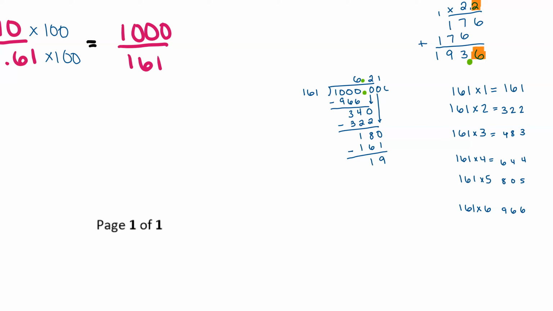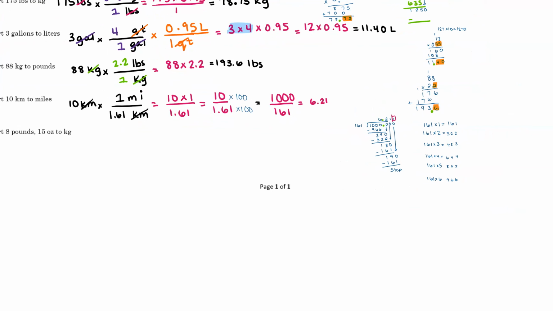And then bring one more down. 190 would be 161, which you could do the subtraction, but we don't care, right? Stop. Why don't we care? Because we're rounding to 2 decimal places. So we break here, we look to the right, that boxed off 1 tells me to keep. So my answer is about 6.21 miles.